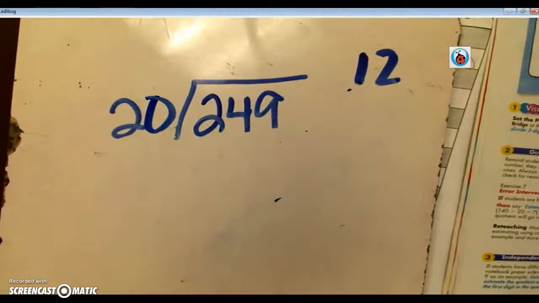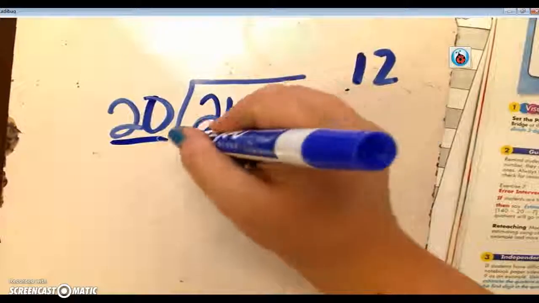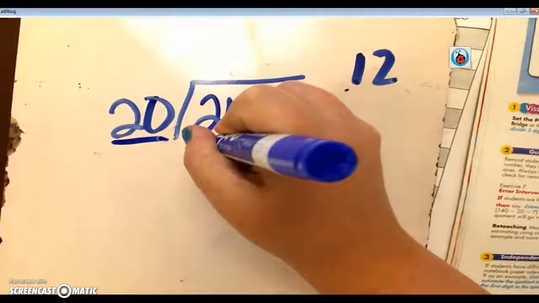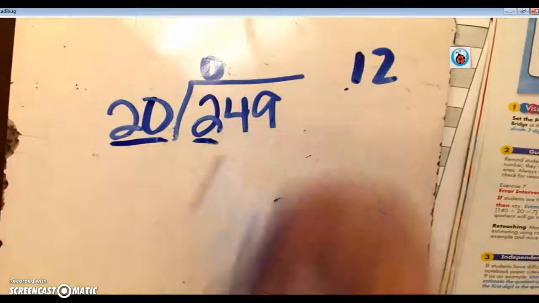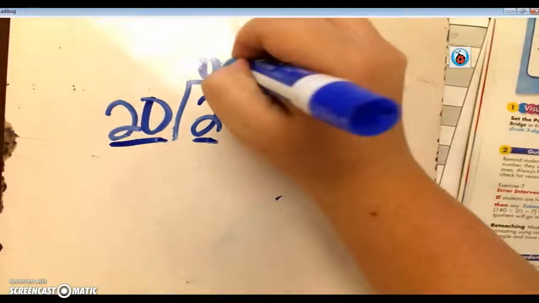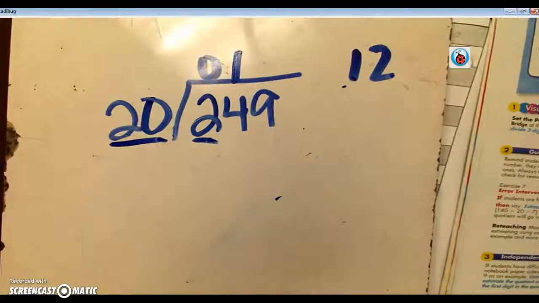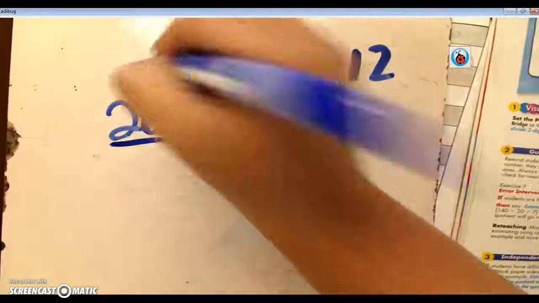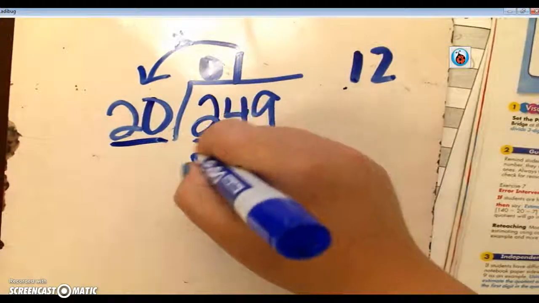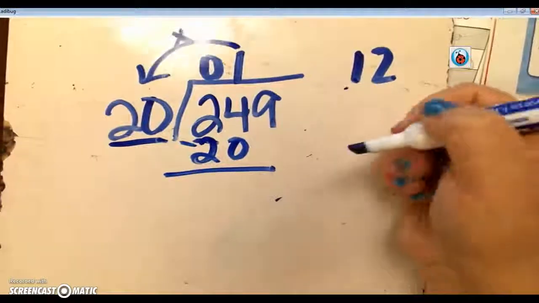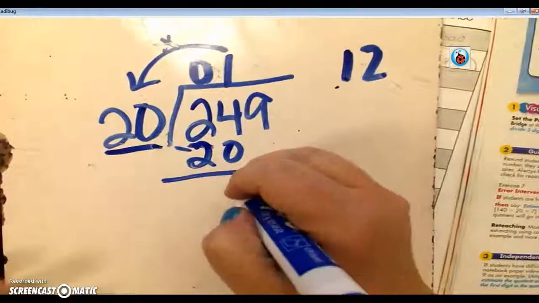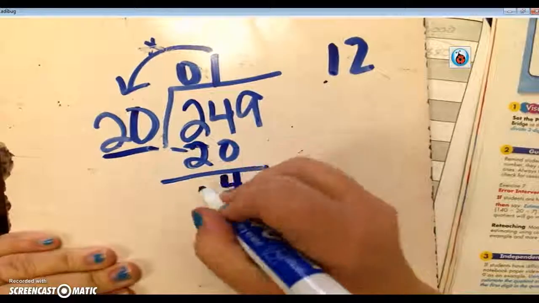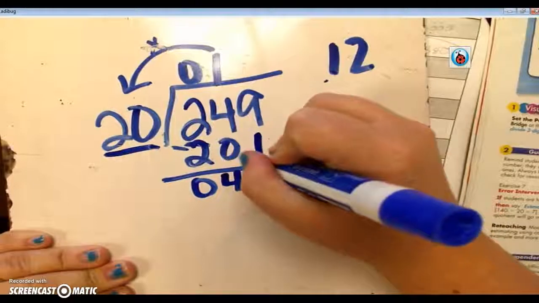Okay? So I have to ask myself, how many times does 20 go into 2? 0. I put my 0 above the 2. How many times does 20 go into 24? 1. I'm putting my 1 right above my 4. 1 times 20 is what? 20. Subtract. Same process, folks. You're still multiplying, bringing down, and subtracting. 4 minus 0 is? 2 minus 2 is? 0. I still have to bring down.